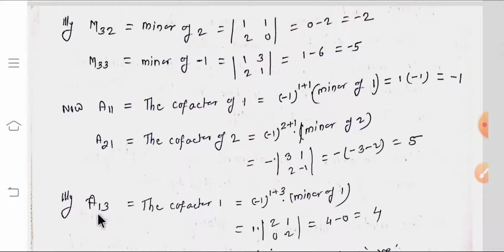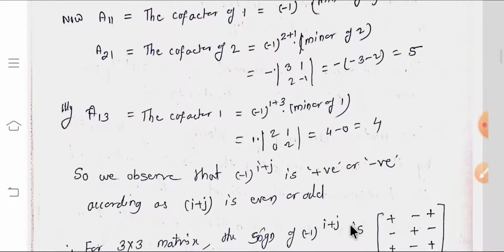Similarly, A13 means 1 plus 3 is 4, so the sign is positive. A13 means the cofactor of the first row, third column element, which is 1. We found the minor is 4, so 4 into 1 is 4, and the cofactor is also 4. From this we observe that minus 1 raised to i plus j is positive or negative according as i plus j is even or odd.